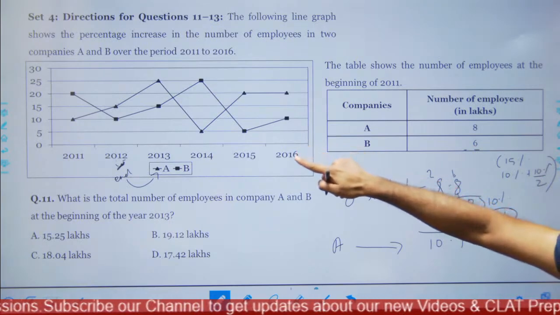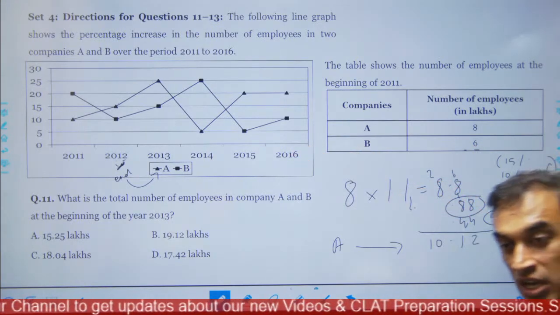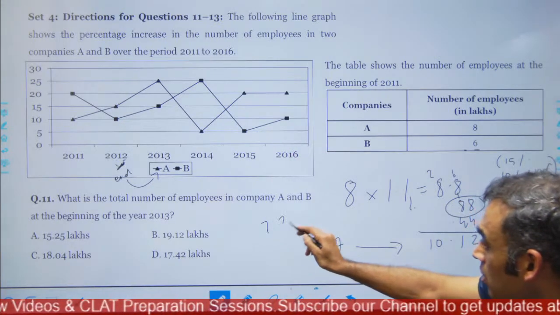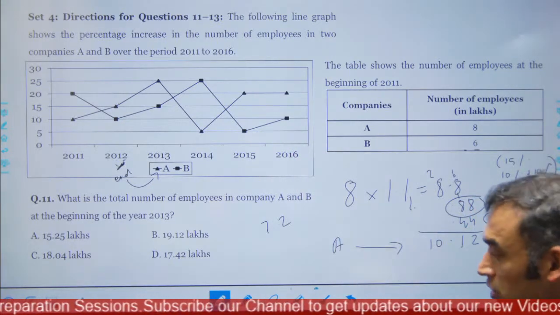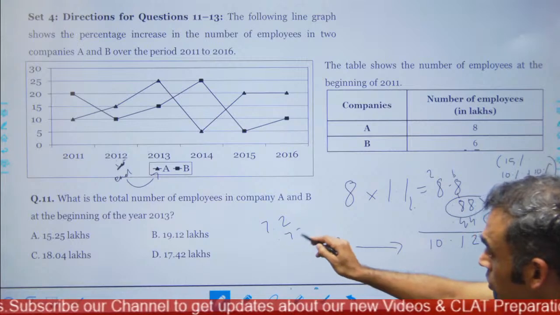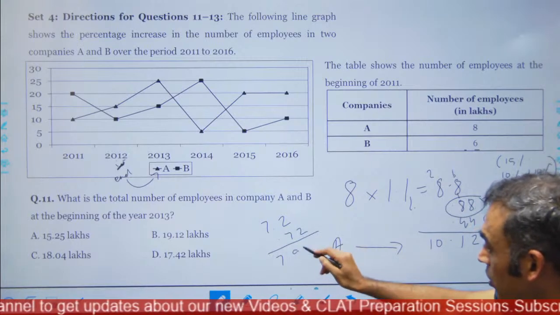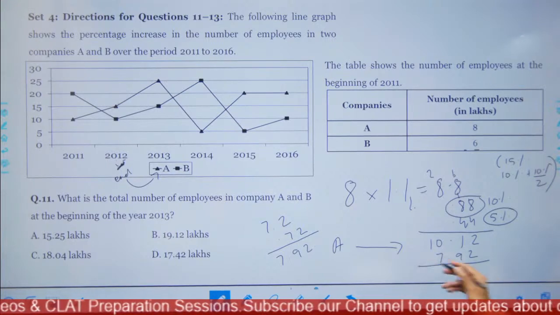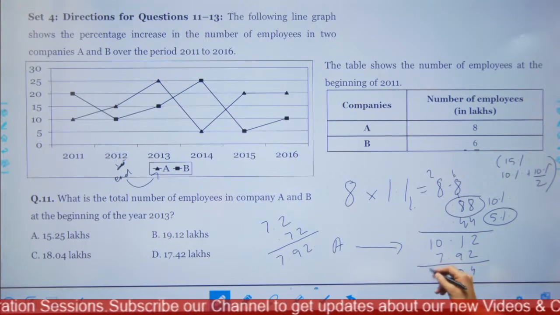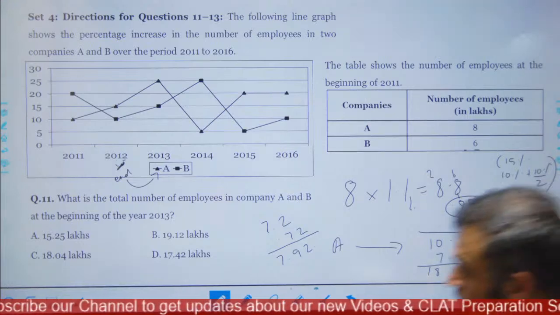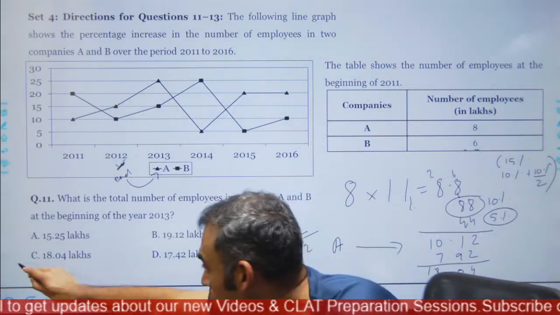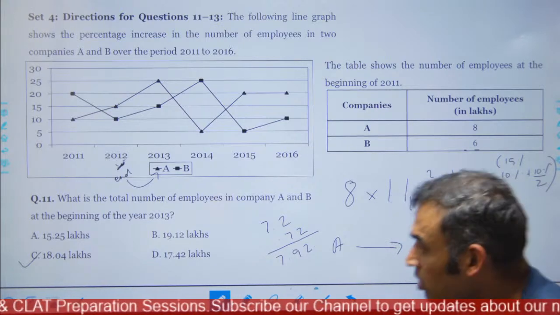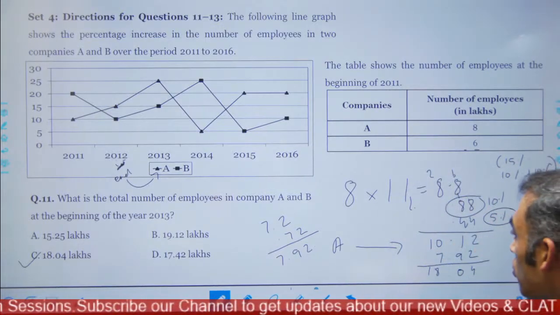B is a rectangular one, तो 20% से ग्रो किया. 6 का 20% कितना हुआ? 7.2. 7.2 आ गया. अगले साल कितने से ग्रो किया? 10% से 0.72. ये हो गया 7.92. तो ये हो जाएगा मेरा 10.12 plus 7.92, 18.04. तो ये मेरा वैल्यू हो जाएगा 18.04. All right. So this is how you're going to calculate.